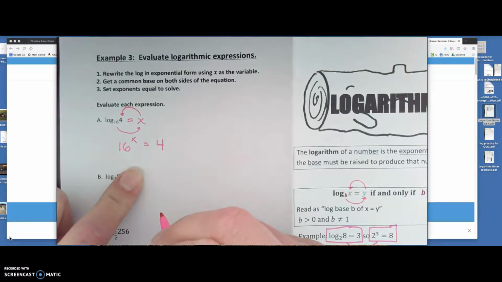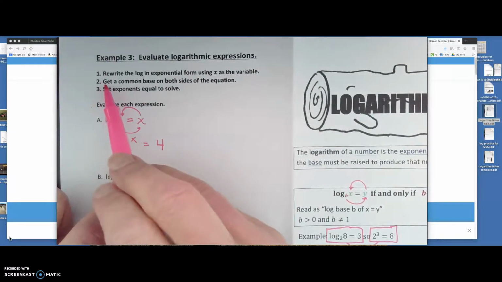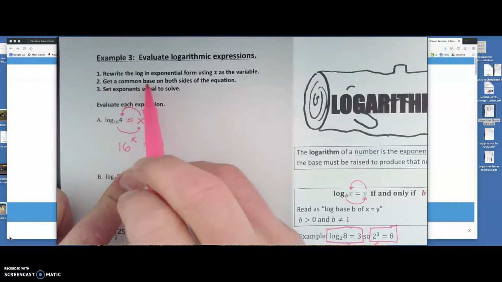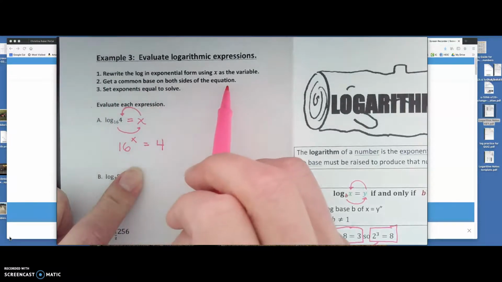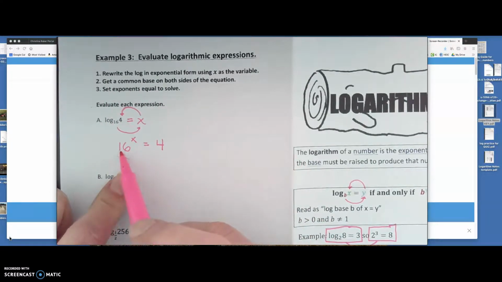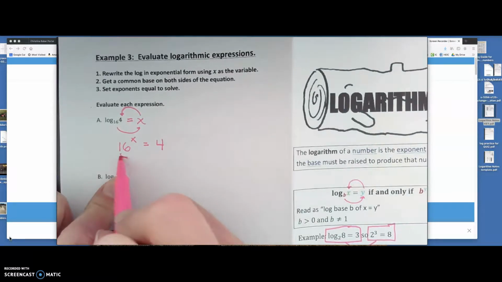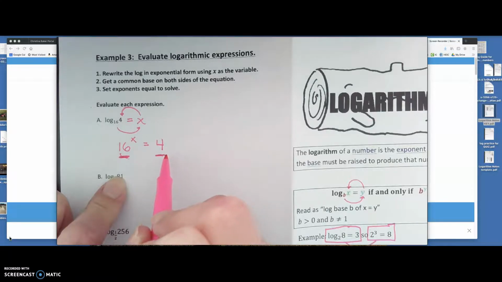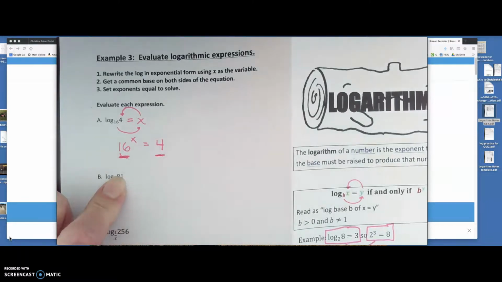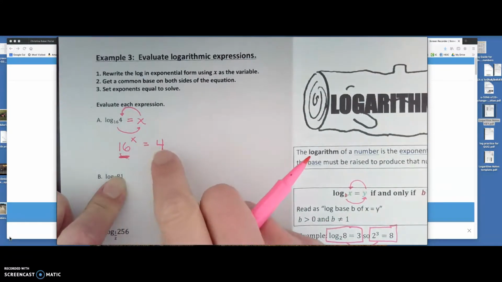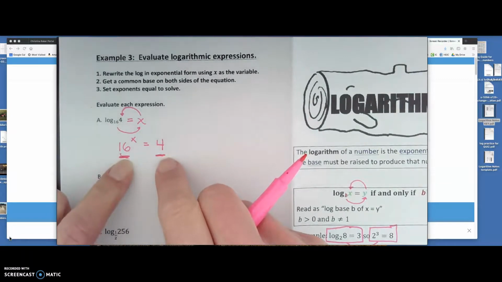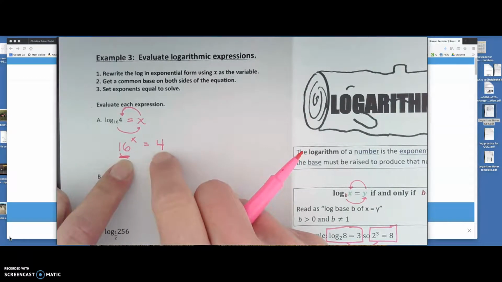But if not, then we're going to do what number 2 says. It says get a common base on both sides of the equation. So what I do is I look at these 2 numbers, the 16 and the 4. Whichever one is smaller, I go with that one. So I'm trying to make both of these have the same base, and we want it to be the smaller of the 2 numbers. There's actually a couple ways I could do this one, but I'm just going to leave it at 4 because that's the smaller number.